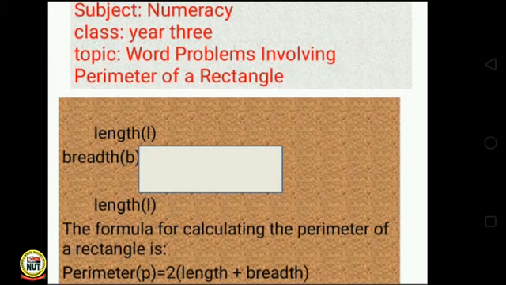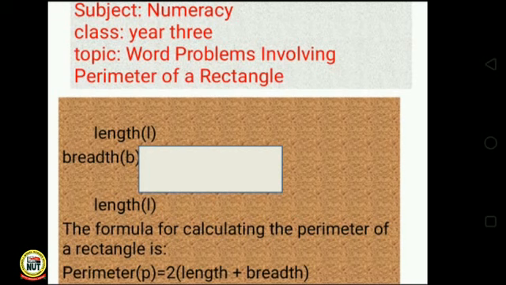Before we involve ourselves in the word problems, we need to get the formula for calculating the perimeter of a rectangle. The formula is 2 open brackets length plus breadth. That is, perimeter P is equal to 2 open brackets length plus breadth. The symbol of the length is L, so L signifies length, while B signifies breadth.